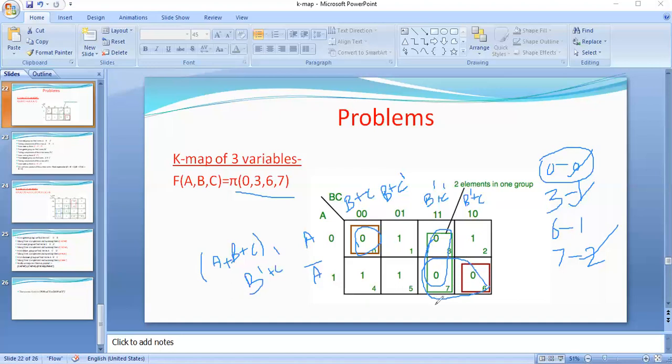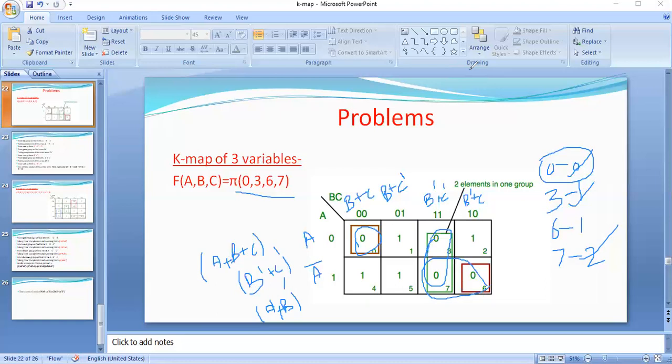Here 6 and 7. After grouping 6 and 7, what are the common terms here? A bar is common horizontally and B bar is common vertically. In 6 and 7, B bar literally is common. So A bar plus B bar. So here the output expression is in POS form, product of sums form.